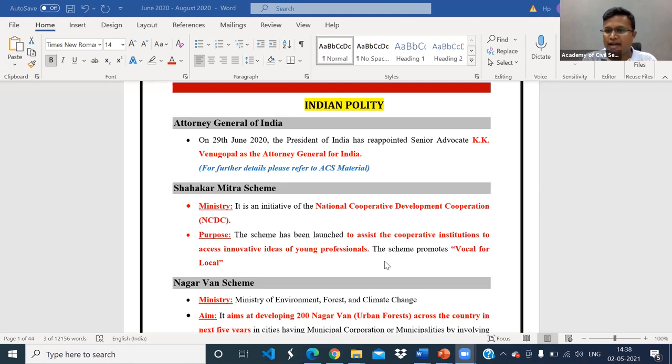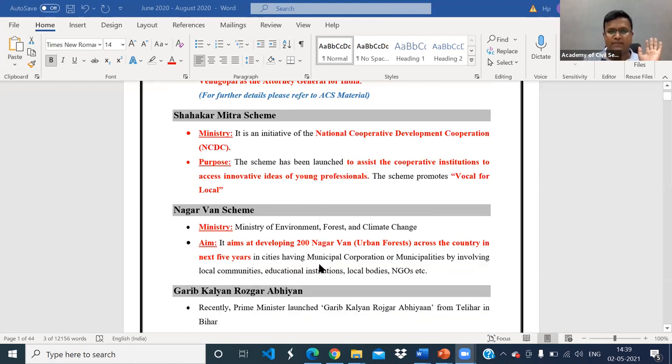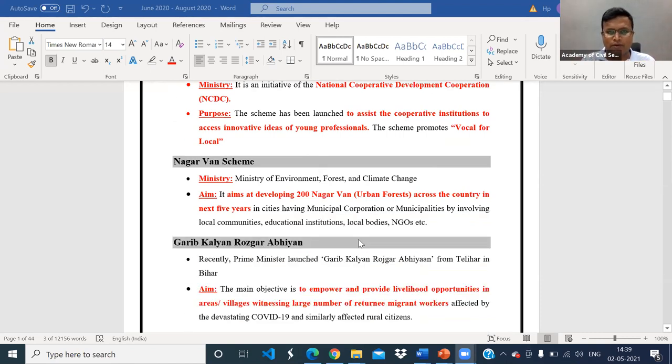This is a program of the National Cooperative Development Corporation, which is the body supporting the Sahakar Mitra scheme. Nagar Van scheme: from the name itself you can understand what the Nagar Van scheme is.